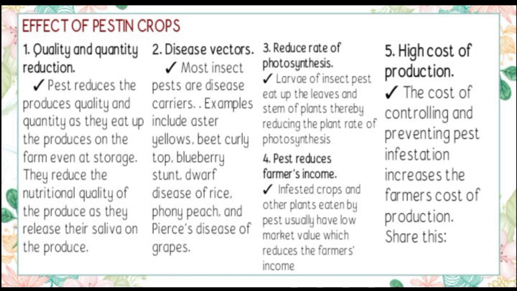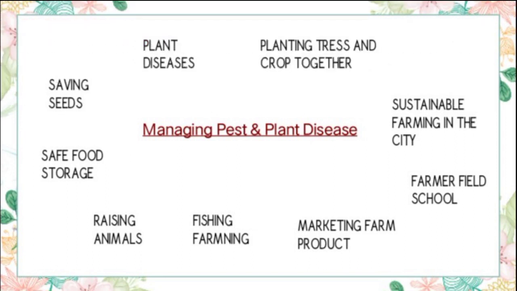Next is reduced rate of photosynthesis. Larvae or insect pests eat up the leaves and stems of plants, thereby reducing the plant's rate of photosynthesis. Next, pests reduce farmers' incomes. Infested crops and other plants eaten by pests usually have low market value, which reduces the farmer's income. The last is high cost of production. The cost of controlling and preventing pest infestation increases the farmer's cost of production.